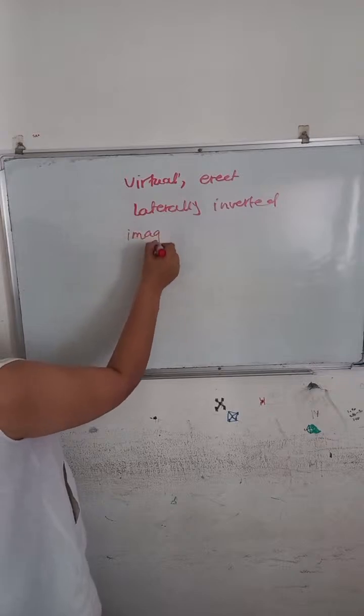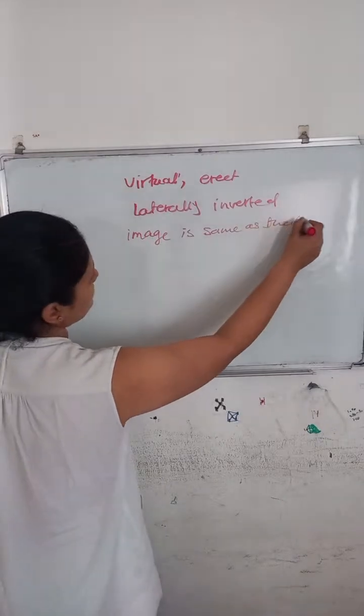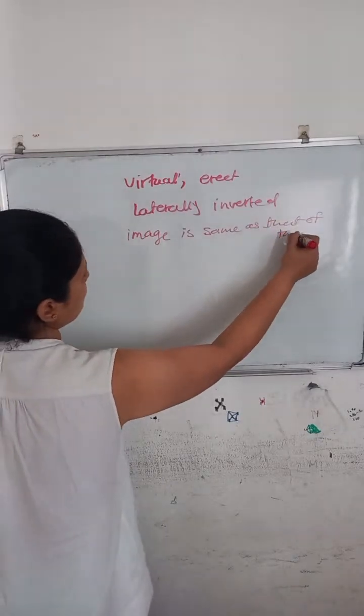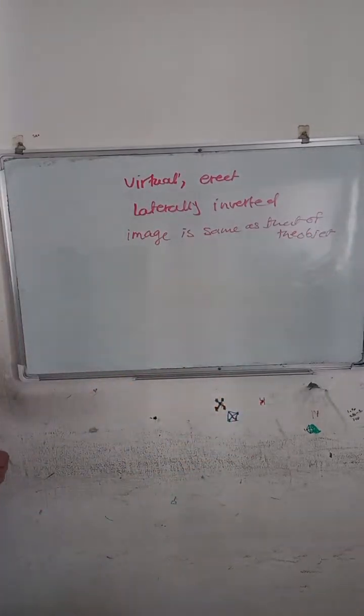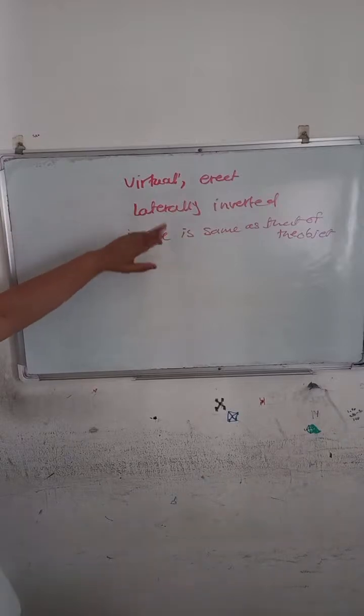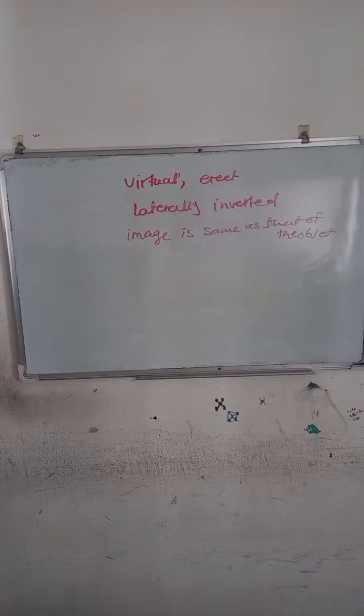So the image is the same as that of the object. These are the 4 important characteristics of the image formed by the plane mirror: virtual, erect, laterally inverted, and the image is the same size as the object. Getting this? I will not dictate the answers, but I will discuss these answers.